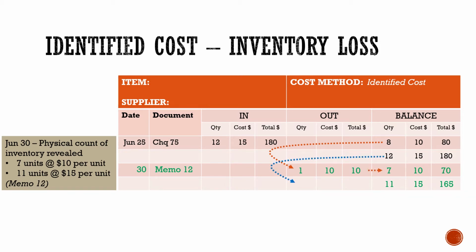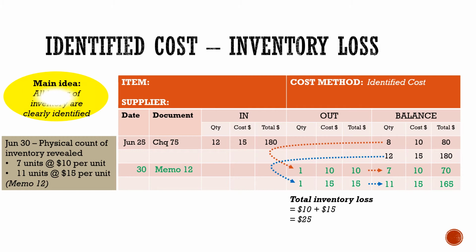For our other batch of inventory, we also have a loss of 1 unit at a cost price of $15 per unit to give us a balance of 11 units at a cost price of $15. In total, our inventory loss works out to be $25. The main idea in recording inventory losses using the identified cost method is that all losses of the inventory are clearly identified.